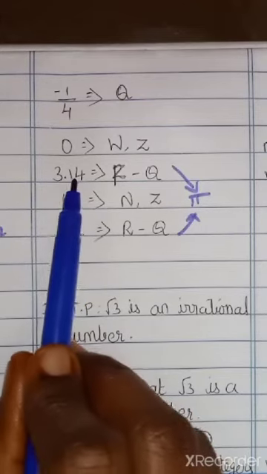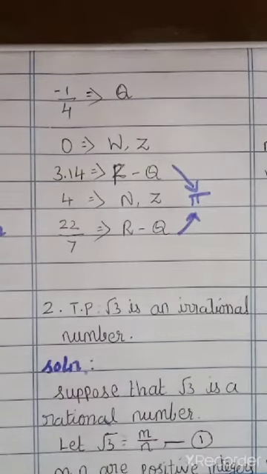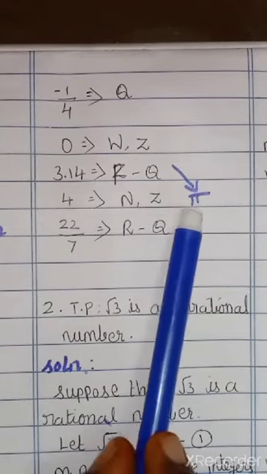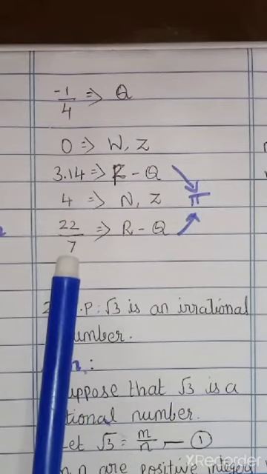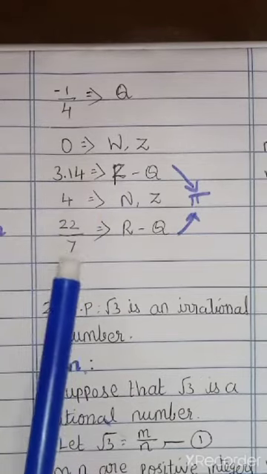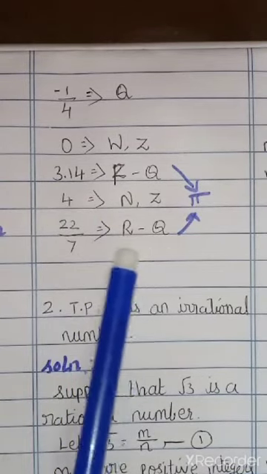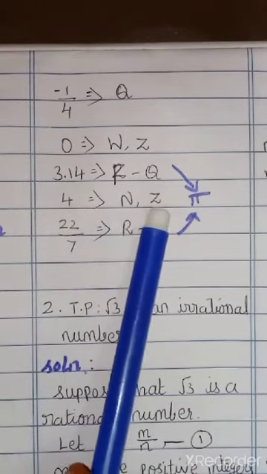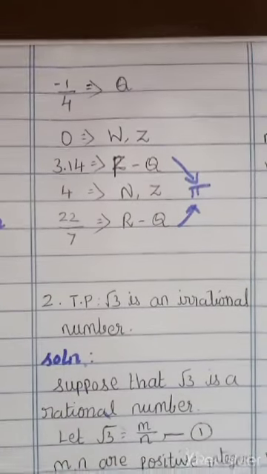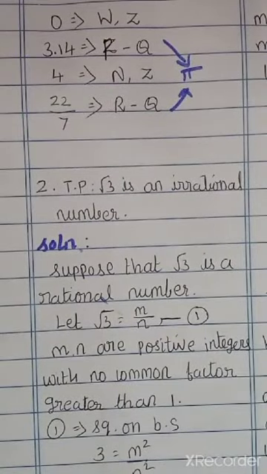Okay, so this one and this one is your irrational number. Actually we don't know the value, but to find out the volume of a sphere or circle, we want the pi value, right? So we have taken the pi value as approximately 3.14 and 22 by 7. Hence this 3.14 and 22 by 7 is your irrational number, and 4 is either a natural number or an integer. Is that clear? Yes. Next question, second question.